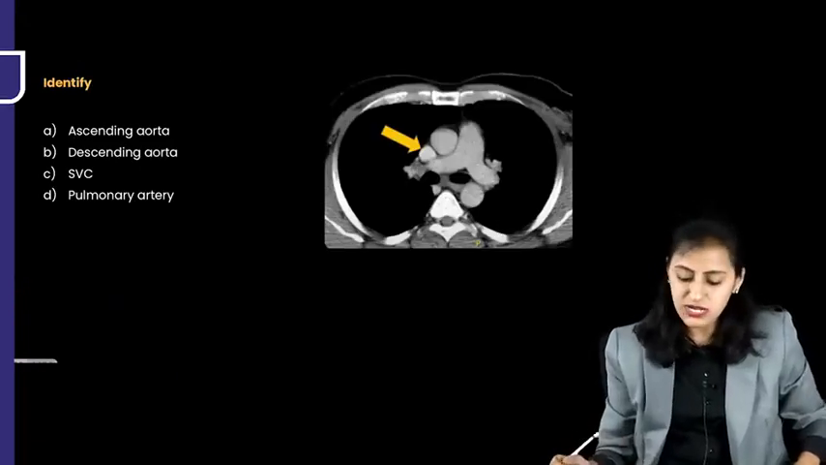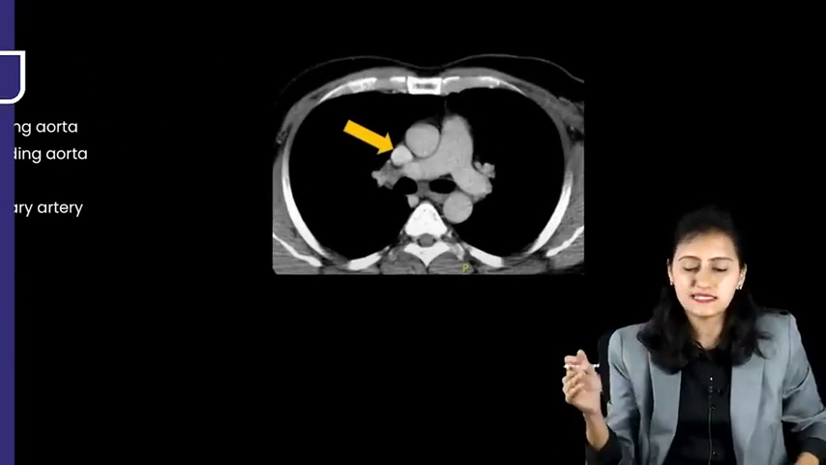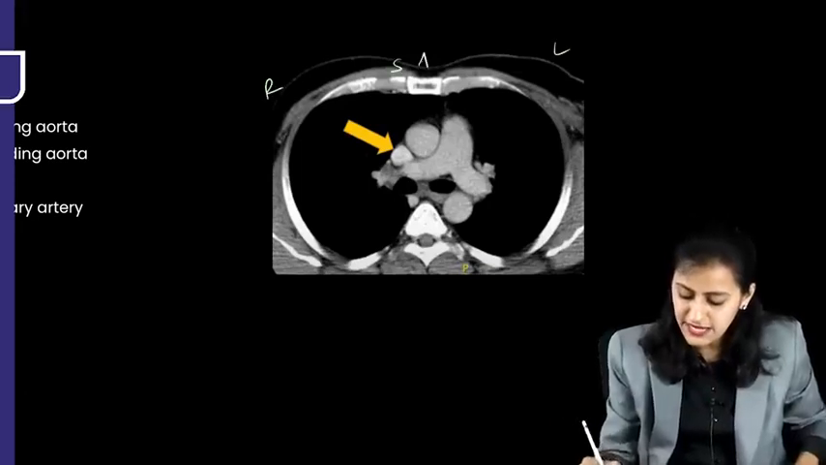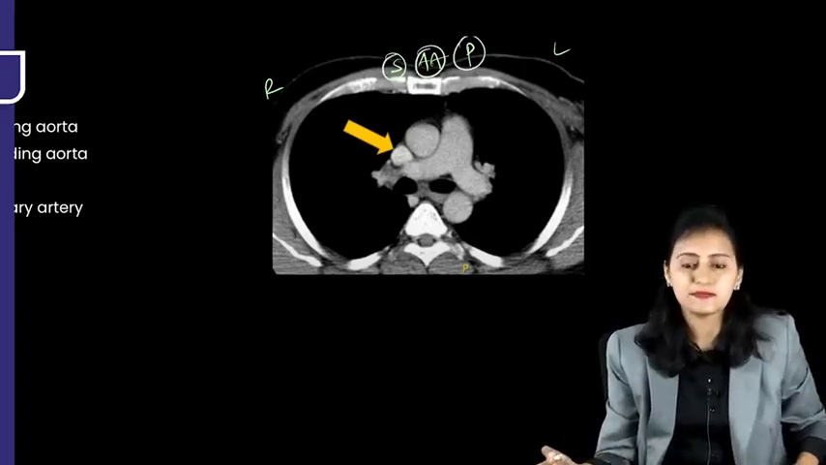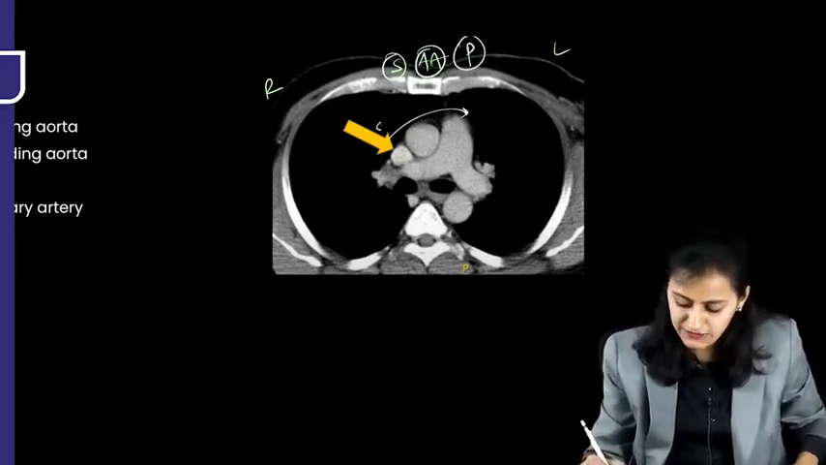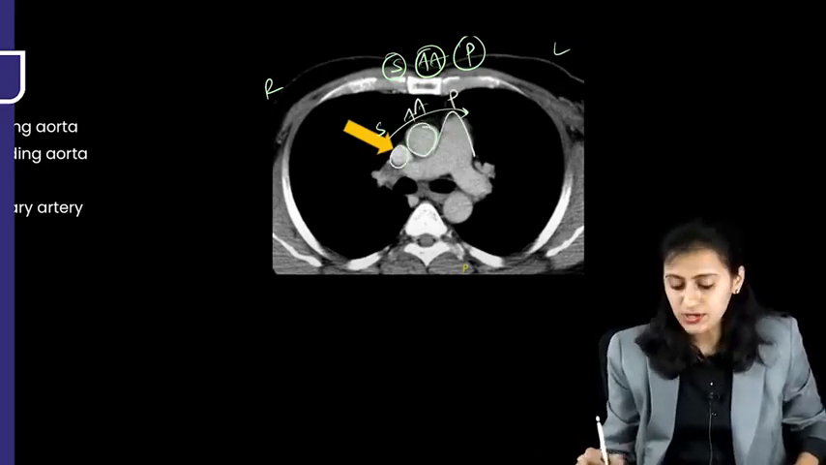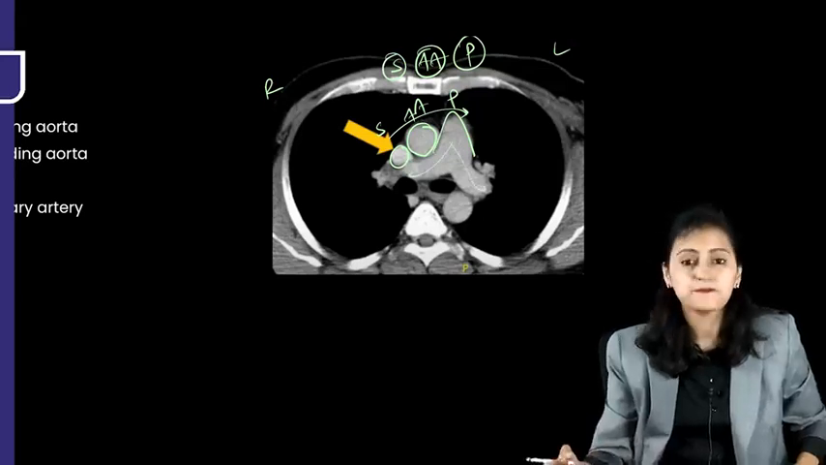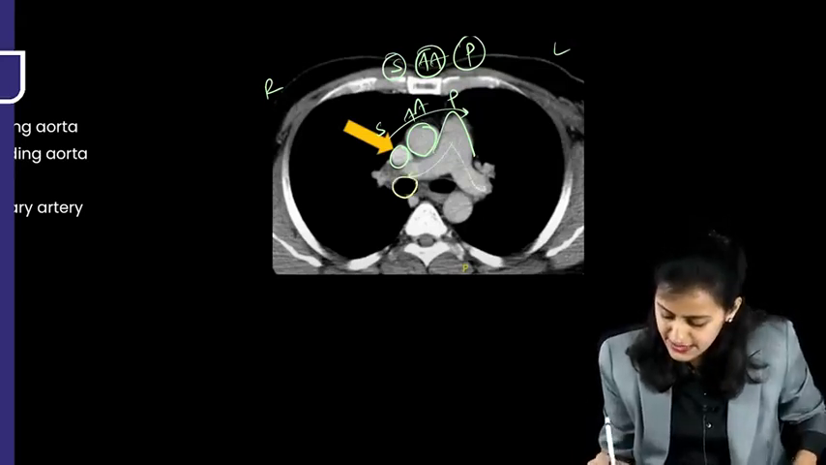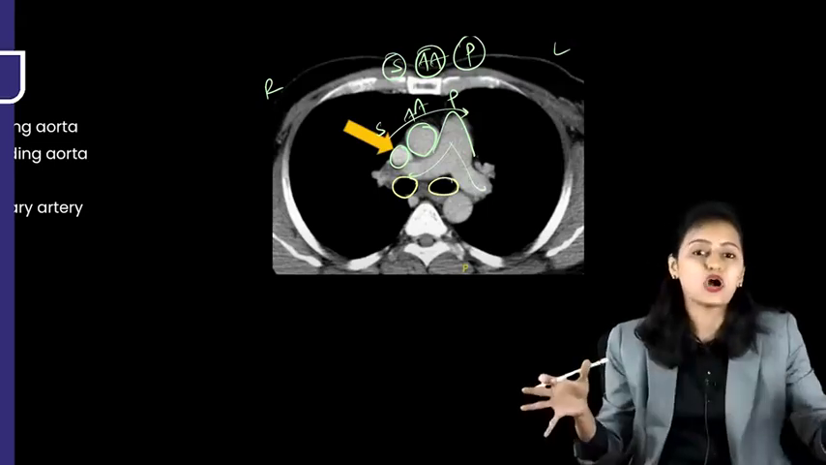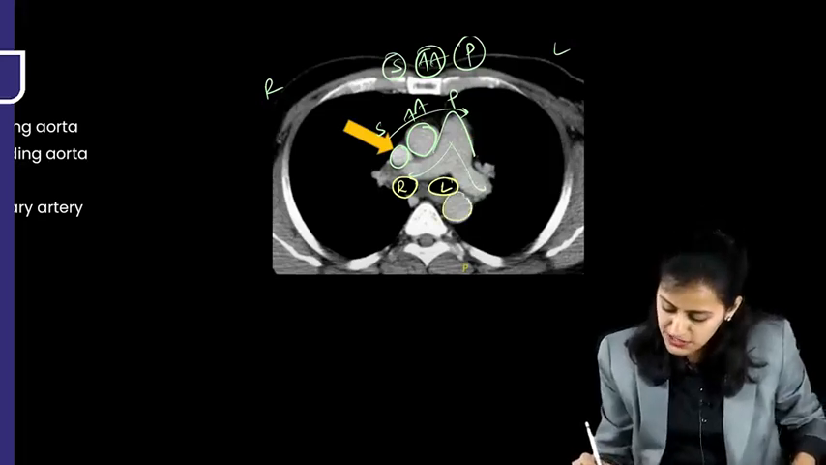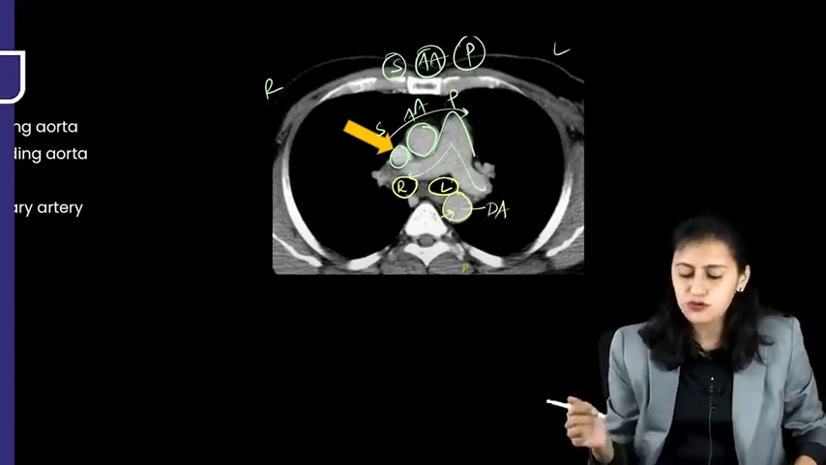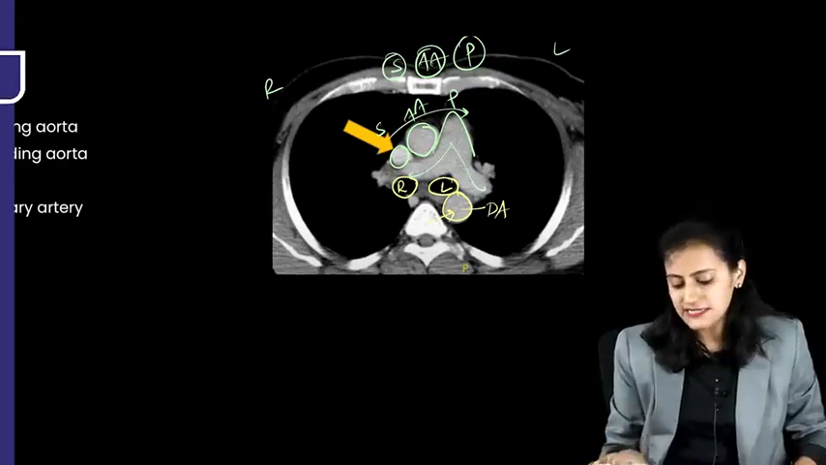Next one, identify the structure here. So the three vessels in the mediastinum from right side to left side are arranged as SAP. That is the superior vena cava, the ascending aorta and the pulmonary artery. So from right to left, this is the SAP. So superior vena cava, ascending aorta, pulmonary artery, dividing into the right and the left. Behind that, the air containing structures that we have are the right bronchus and the left bronchus. And behind the left bronchus here we have the descending aorta. To the left of the vertebra is the descending aorta.